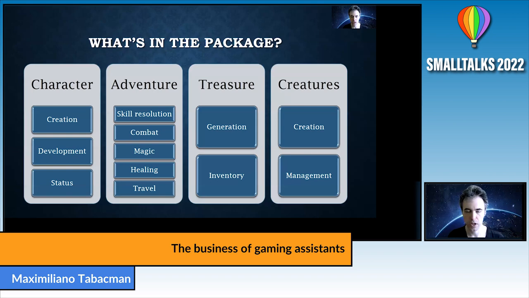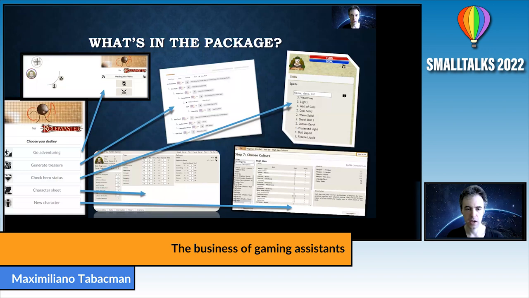So how does it look in ERA? Well, ERA has this starting module selection that is shown there, where you can go adventuring, generate treasure, check the status of the heroes in the adventure, check the character sheet, or make a new character. And each of these modules has its own features, and it's not complex. I mean, it's complex enough that you may want to have software helping you, especially to introduce new people to the hobby, because in my experience, not everyone is willing to read a 300-page rule book to start playing a game.